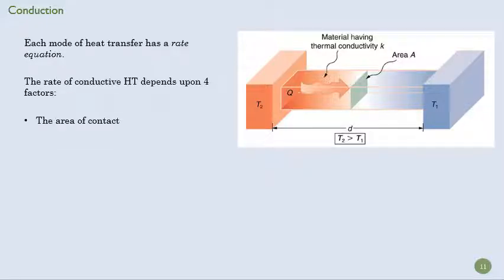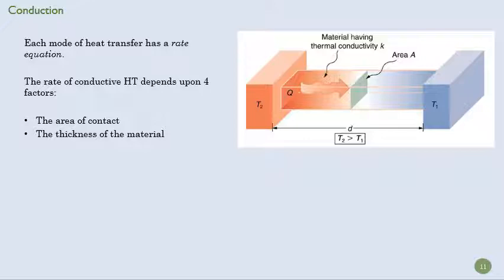It's going to depend on four factors. One is the area of contact, right? How thick is this, or how big is this cross-sectional area? How much surface is connecting T1 and T2, right? So the bigger that is, the more heat transfer you're going to get. You might think of this in terms of a pipe, right? If you have a big pipe, you're going to get more flow of water. And if you have a big area here, you're going to get a bigger flow of heat.